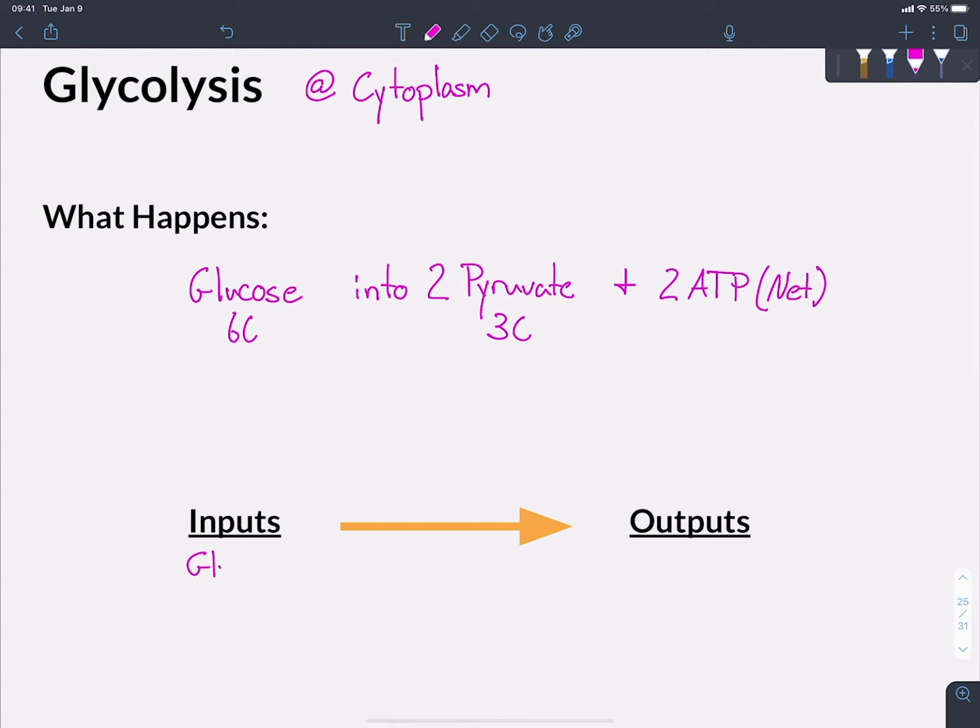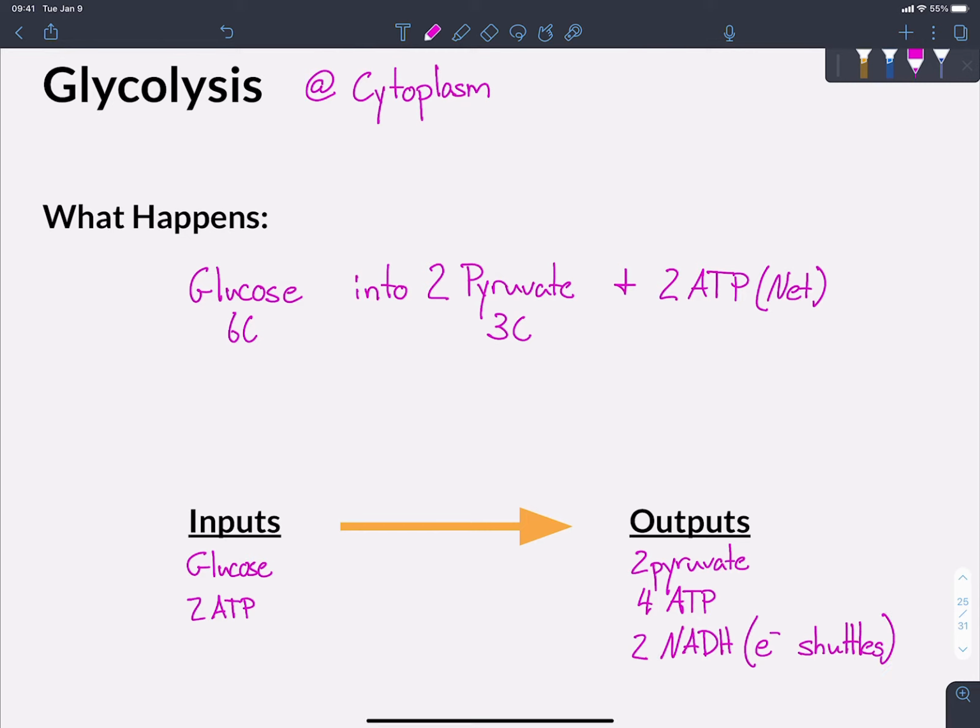So tracking our inputs and our outputs, we're going to put in a molecule of glucose, and we're going to get out 2 molecules of pyruvate. We're going to put in 2 ATP, and we're going to get out 4 ATP. And we're also going to use some electron shuttles here. We're going to take some electrons off of glucose and store them in 2 molecules of what are called NADH, which are electron shuttles. And this is good enough for almost every cell on the planet.